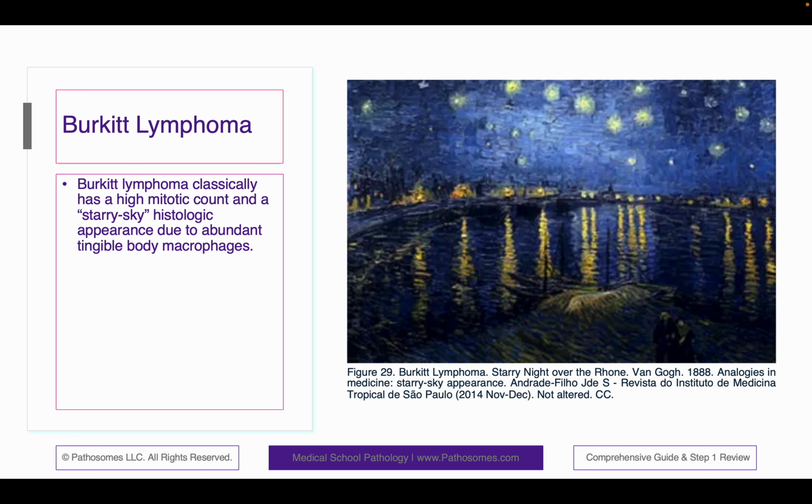For all my classical art enthusiasts out there, take time to reflect on this image. Pair it with Burkitt lymphoma. You're smart.